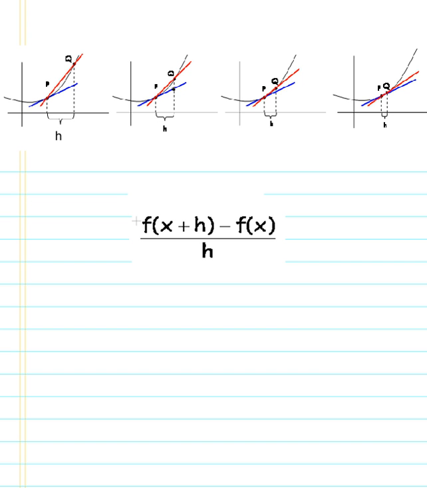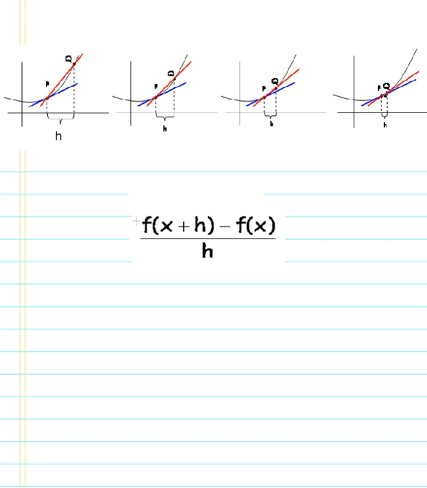In the second picture, Q is much closer to P. The h distance is smaller. And the third picture, Q is even closer to P, and again, h is smaller yet. And in the final picture, Q is even closer yet to P, and h is the smallest of all of them. When you look at each of the secant lines that are drawn in red, you can see the one that most closely resembles the tangent line is the one where Q and P are closest together.